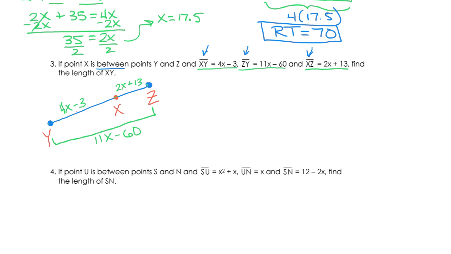Part plus part equals whole. My first part is 4X minus 3. Plus my second part is 2X plus 13. Equals my whole, which is always underneath my bracket. And then we're just going to combine like terms. 4X and 2X is 6X. Negative 3 plus 13 is positive 10.